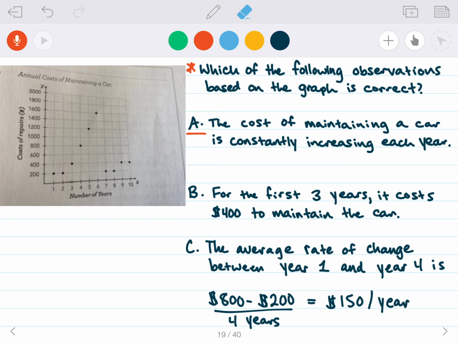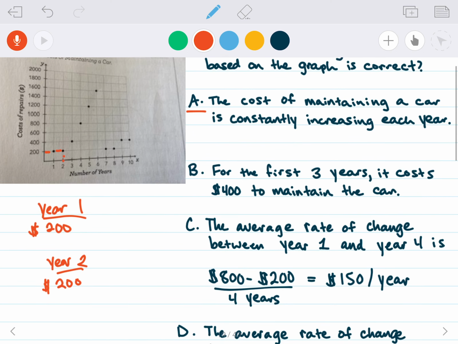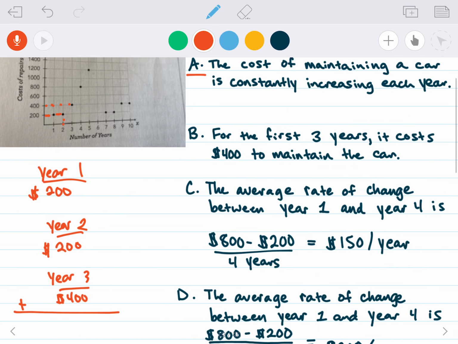For the first 3 years, it costs $400 to maintain the car. Well, if we look at year 1, year 1 has a height of 200, so that's going to be $200 to repair the car. At year 2 we again have a height of 200. At year 3 we have a height of 400. So altogether, we have a total cost of 800, which is not 400. So B can also not be the correct answer.